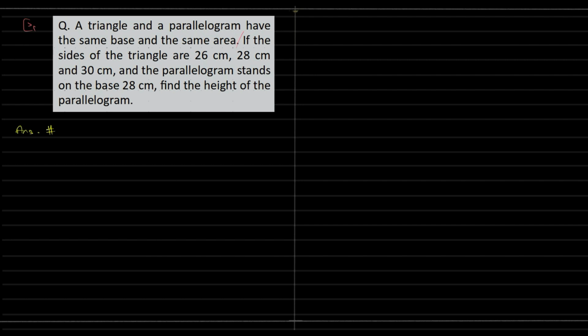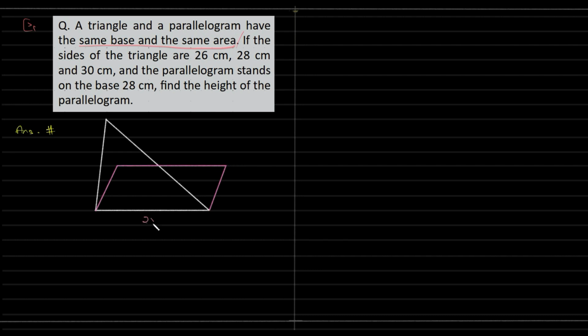So let's read the question again. A triangle and a parallelogram have the same base and area. Even the area is same. And we have the triangle sides. So we have a base of 28. Why am I taking 28 as the base? Even the parallelogram base is 28. So take the triangle to be 28 again. And we have a parallelogram on the 28 line.